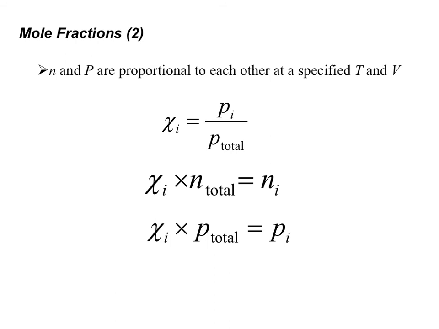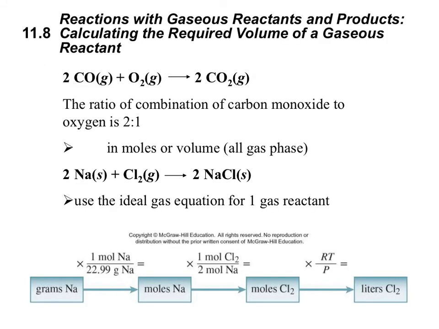Furthermore, if we multiply the total number of moles by the mole fraction, we will get the number of moles of said component. Whilst if we take the mole fraction and multiply it by the total pressure, we will get the partial pressure of that component. Fancy stuff. But moving on.